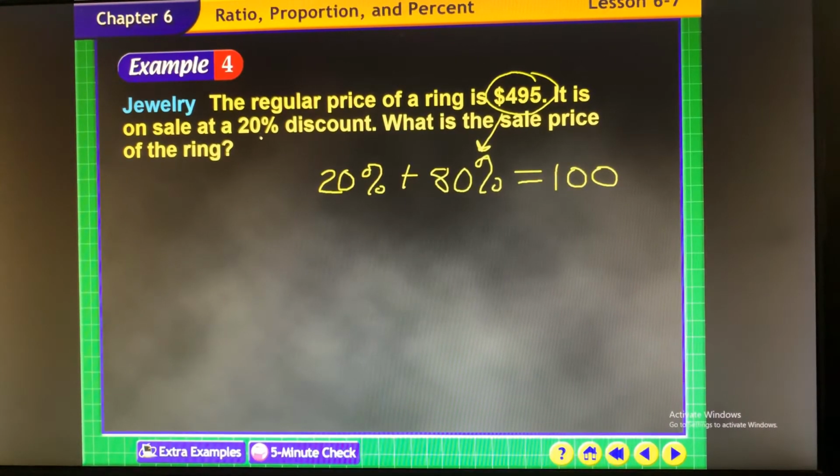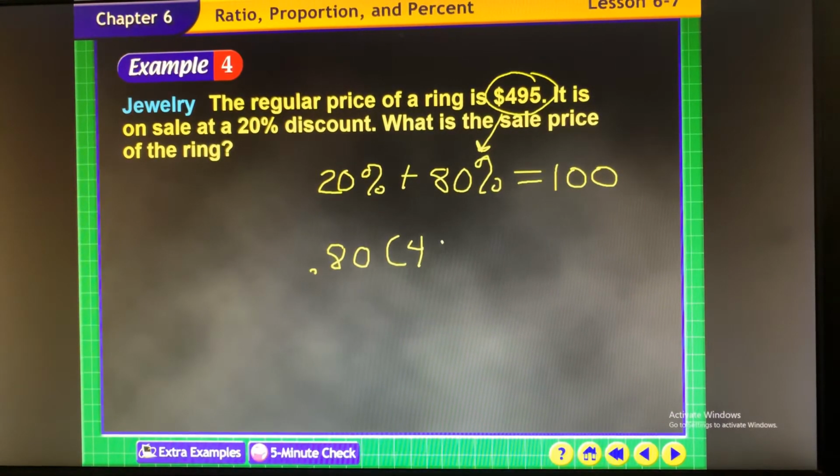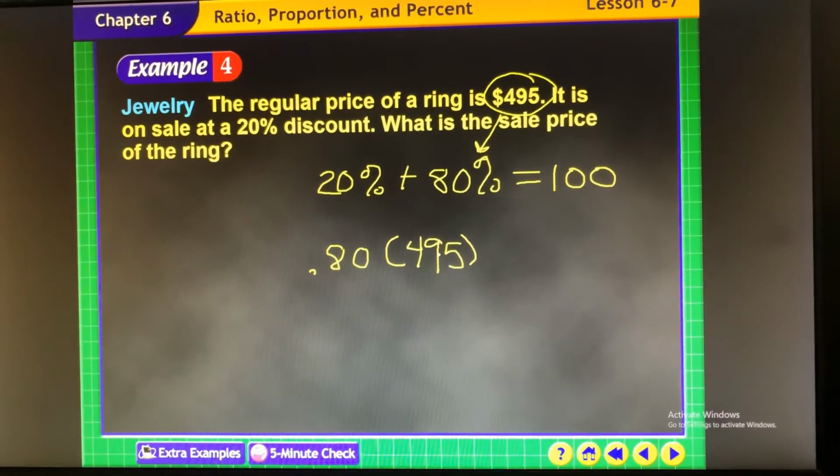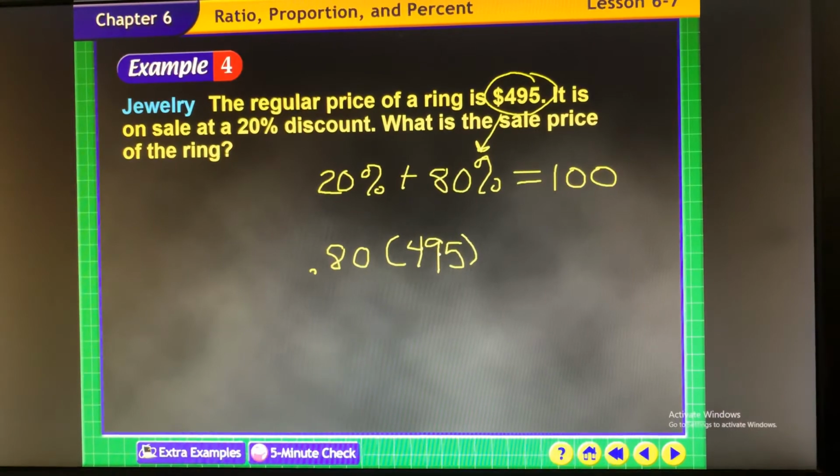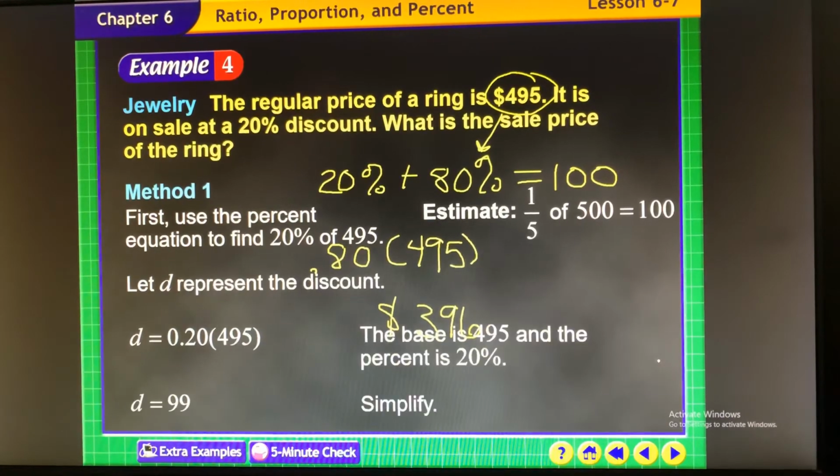This is the discount. If I was asking you for the amount that's off, I would do 20%, but I'm asking you for how much is it going to cost me. So I'm just going to do 80% times 495 to find out that my total cost is going to be $396 now, because it's 80% of the original price. Hopefully that makes sense to you.